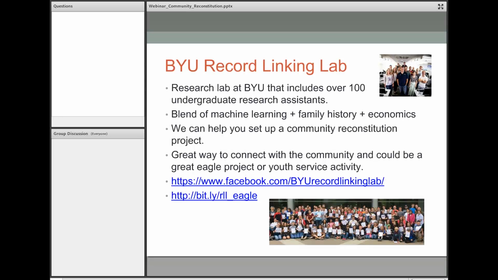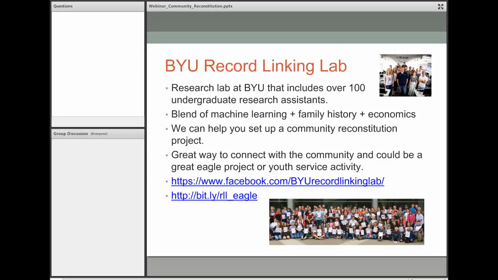So just a little bit about the BYU Record Linking Lab. We're willing to help you with these community reconstitution projects. We have over 100 undergraduate research assistants where we provide a blend of machine learning, family history, and economics. What we've discovered is there's some groups doing machine learning without the family history part, and some people doing the family history without the machine learning part. And we feel that actually the most efficient use of our time and resources is to try to blend these two together.